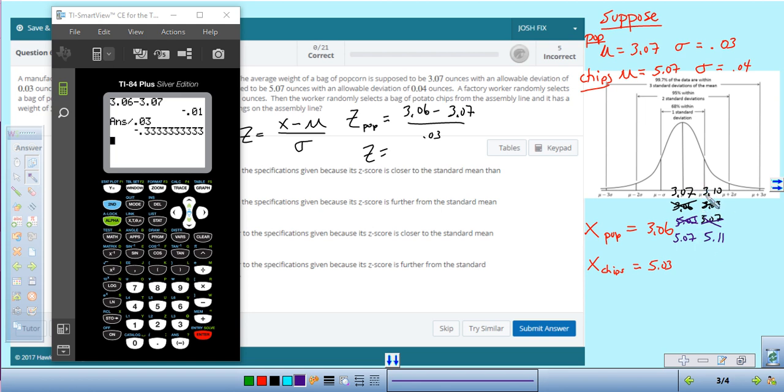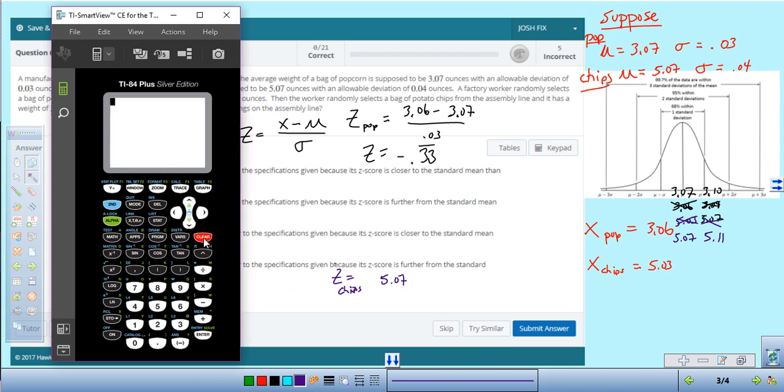And the point in showing you that is that, yeah, that's great, and we can look at it, but we can't really tell which one's better. We actually have to find the z-score. So let's finish up finding that z-score. We take that, we divide it out, we get negative 0.33 repeating. If we go find the z-score for the chips, our data value is 5.07.